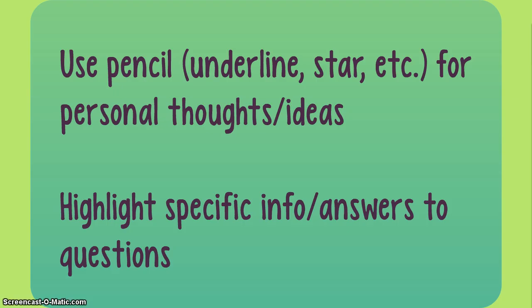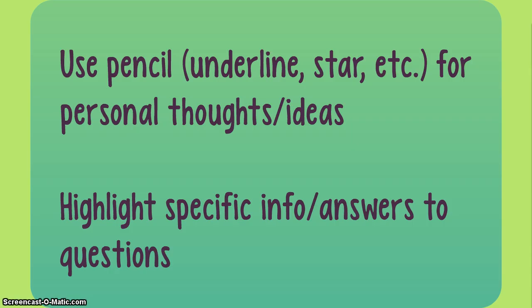So they decided that anytime they just had their own ideas, stuff that was confusing, stuff that was a connection, notes they wanted to make, they would use their pencil. They would underline, they would star, they would circle, whatever was appropriate. But if it was just their own ideas, they used a pencil. But when they found specific information, the answers to the questions, when they were doing the look for list, they used their highlighters. And again, with a highlighter, you can underline, you can highlight, you can star, all of that kind of stuff.